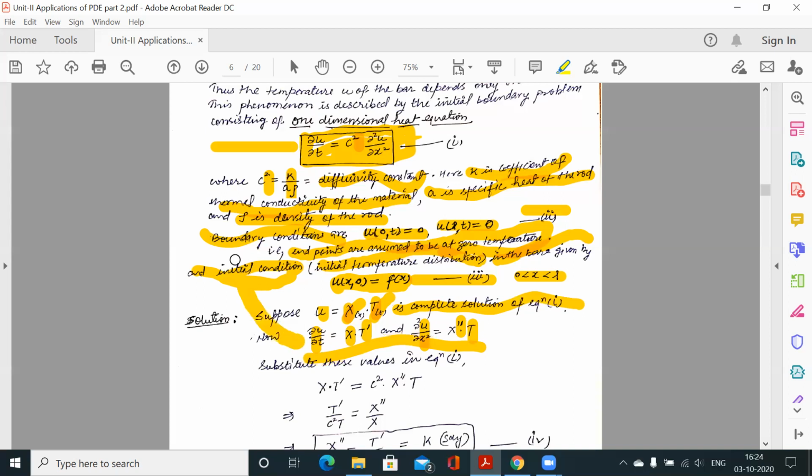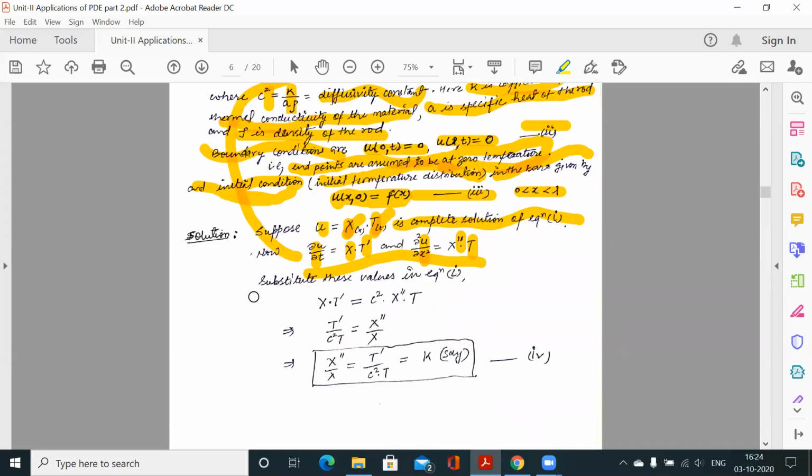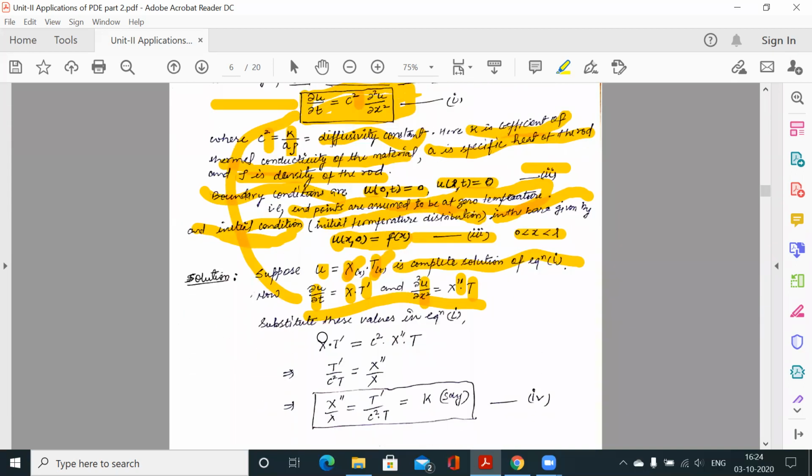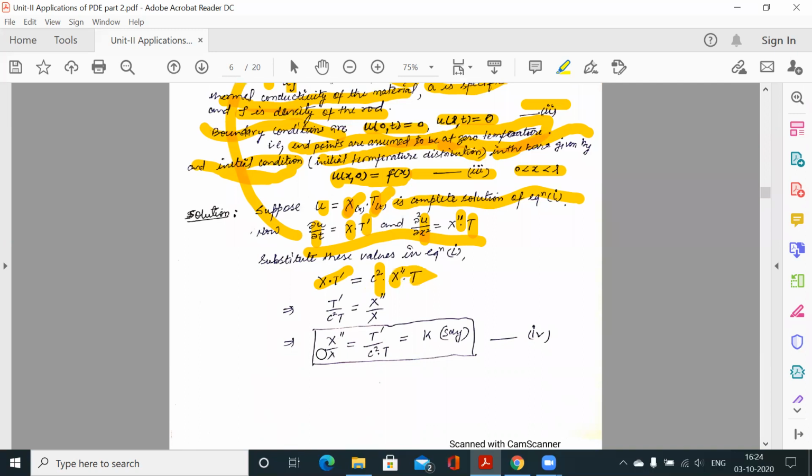Now we substitute these into the given differential equation. Del u over del t is X T dash, and this is equal to c square times del 2u over del x square, that is X double dash T. Now what is our objective? We have to separate the variables. Separation is possible. We bring X to the left side as X double dash over X, and c square T on the other side, so T dash over c square T.